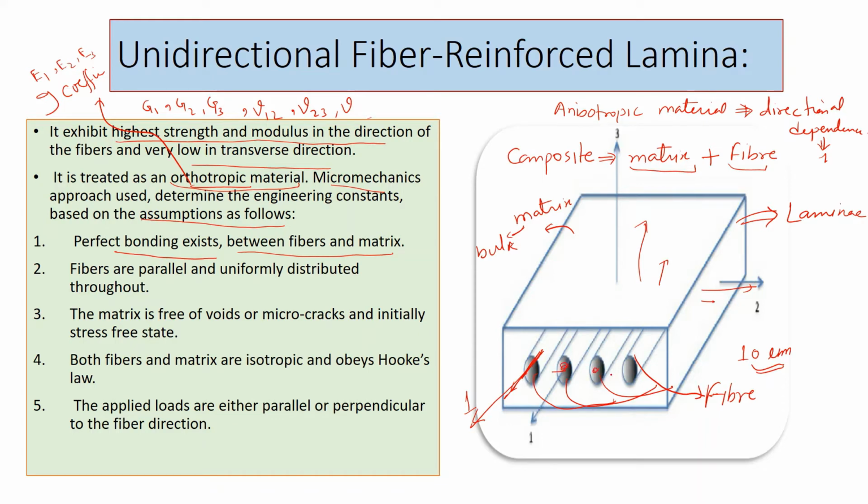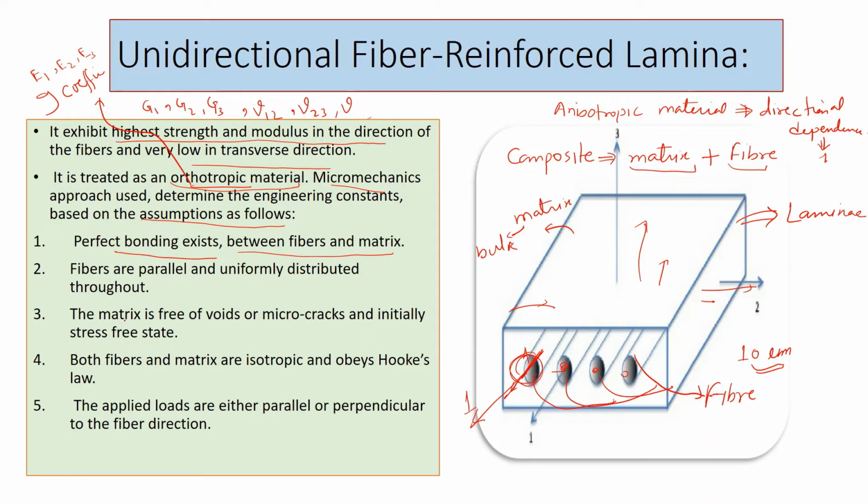These are the fibers, and this is the matrix. So there is perfect bonding. The fiber and matrix have a very nice bonding here. Fibers are parallel and uniformly distributed throughout. So this is parallel to this. It is oriented in a directional manner, not randomly. So, parallel and uniformly distributed.